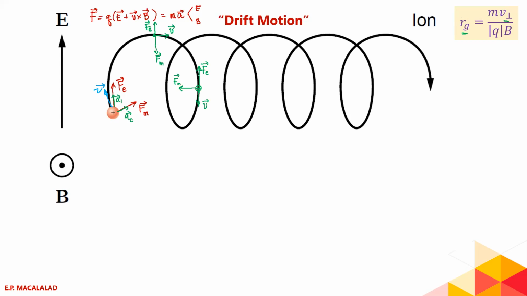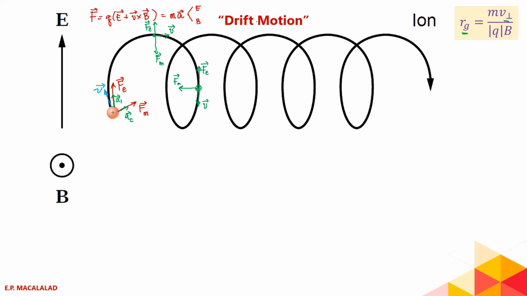Okay, so this is the drift motion of an ion under the influence of a magnetic field and an electric field perpendicular to the magnetic field. Okay, so you will notice that the motion of your particle will still gyrate, but the particle will actually drift to the right. That's why it's called drift motion.